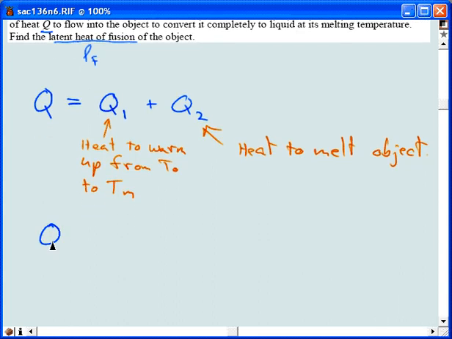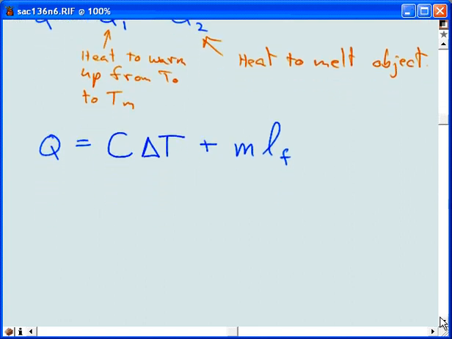From our definition of specific heat, and they were careful to say specific heat, not specific heat capacity, so I need a big C there. Q1 is just the specific heat times the mass times the change in temperature, and then Q2 is the mass of the substance times the heat per mass required to melt it. So the change in temperature, for this stage I'm just warming it up to Tm, would be Tm minus the original temperature, T0, which they called room temperature, plus the M L_F.